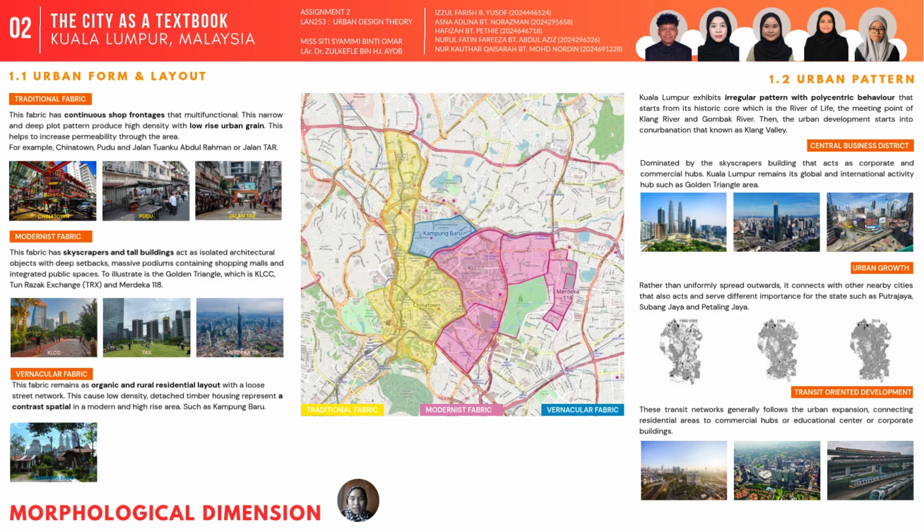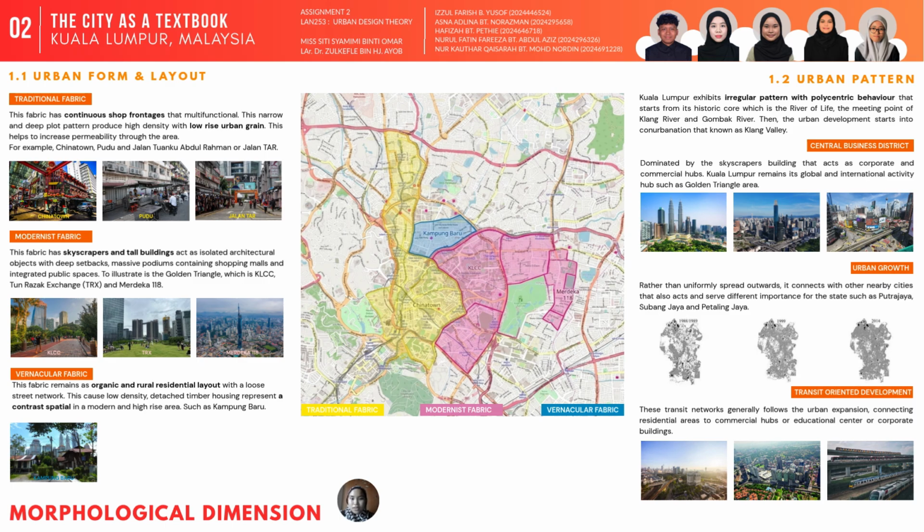This fabric has skyscrapers and tall buildings acting as isolated architectural objects with deep setbacks, massive podiums containing shopping malls, and integrated public space. To illustrate, the Golden Triangle area consists of Kuala Lumpur City Centre, or KLCC for short, Tun Razak Exchange, or locally known as TRX, and Merdeka 118.